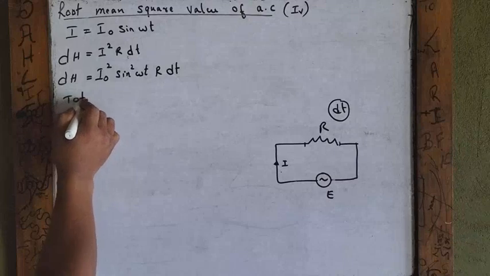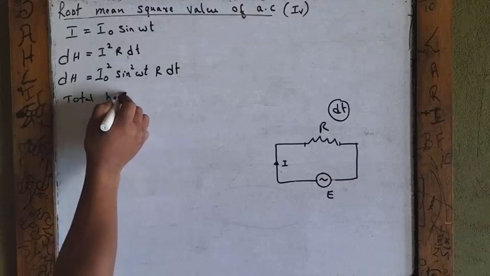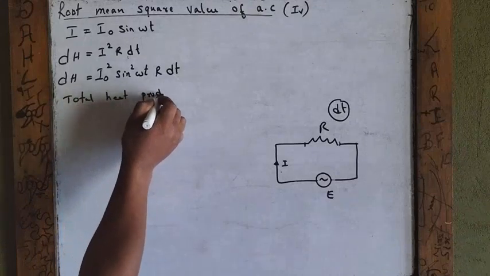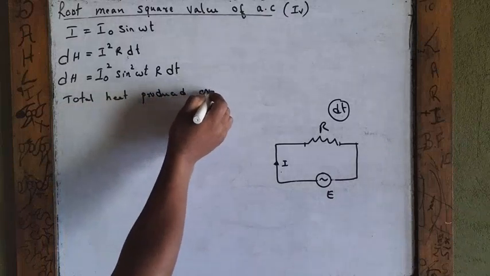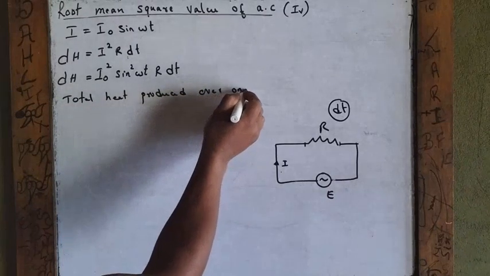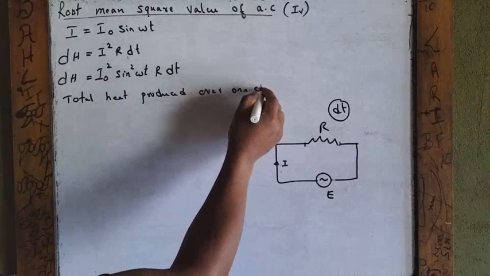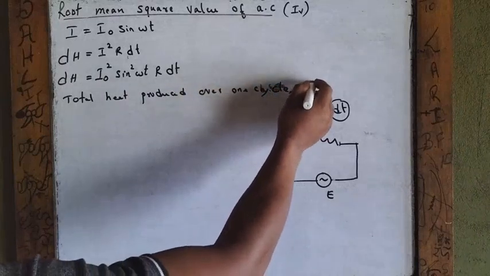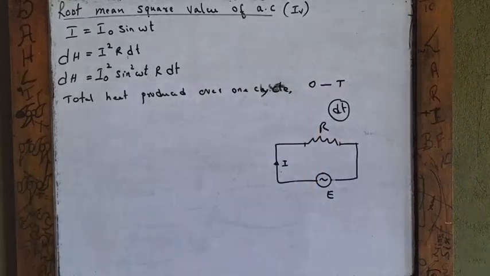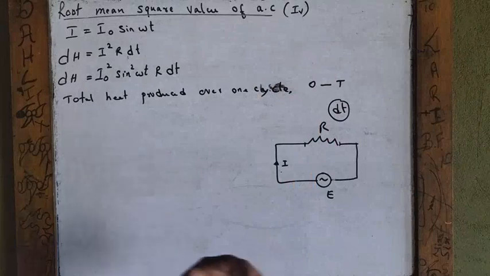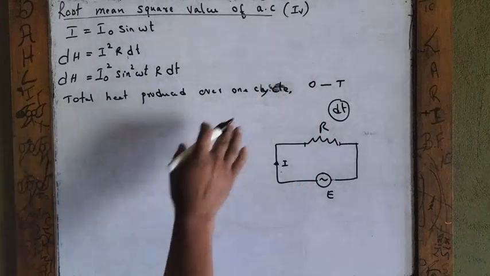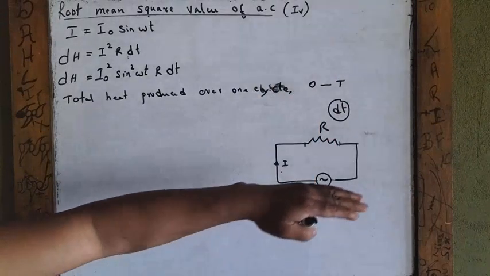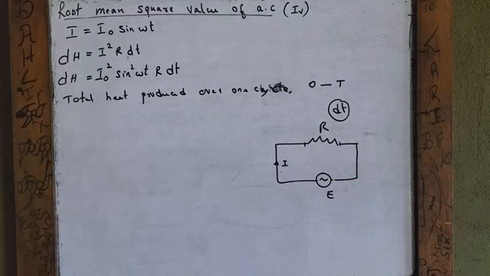Now the total heat produced in the resistance R over one cycle. When I say one cycle, it means the time varies from 0 to capital T, because we know T is the time taken to complete one cycle. So the total heat which is produced in this resistance R in one complete cycle can be obtained by integrating this equation.